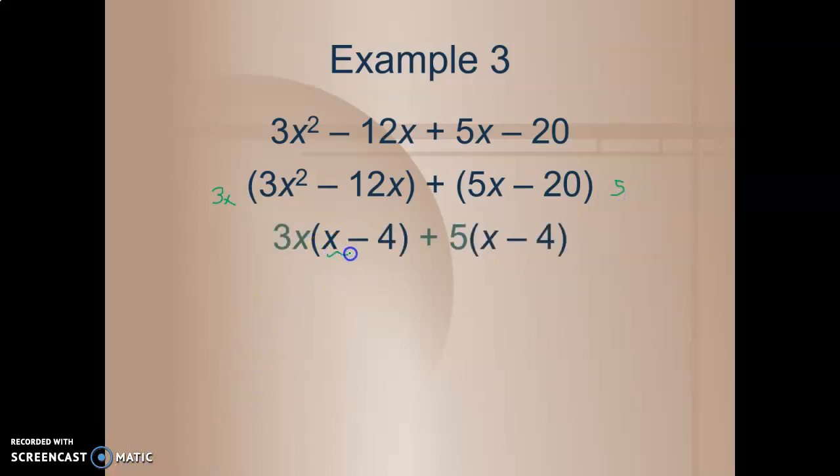We end up with x minus 4 and x minus 4 in parentheses, so we did factor that correctly. And 3x plus 5 will then make up my other binomial. So we end up with 3x plus 5 times x minus 4. Again, feel free to FOIL that and multiply it back out to check your work.